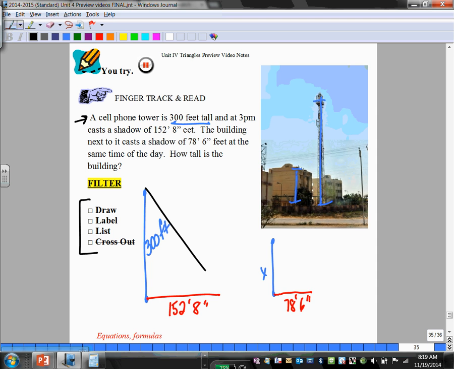Let's close this up. Now, once again, because we're dealing with shadows, we have the sun here. The angle towards the sun is going to be the same for both. That's called an angle of elevation, and that is going to be the same for both. Anything against the ground is a right angle. So once again, these triangles are similar by angle similarity.